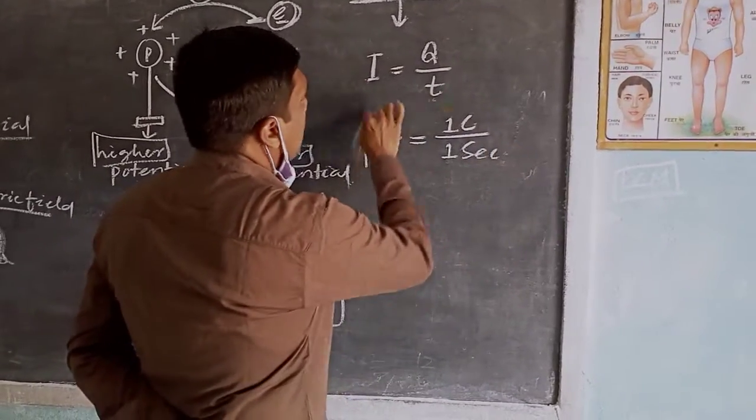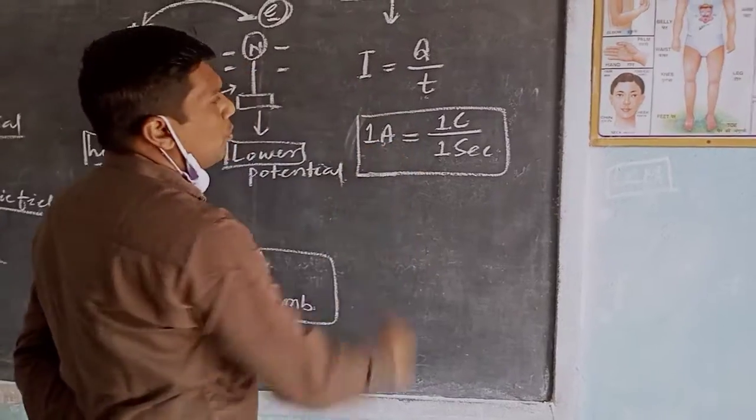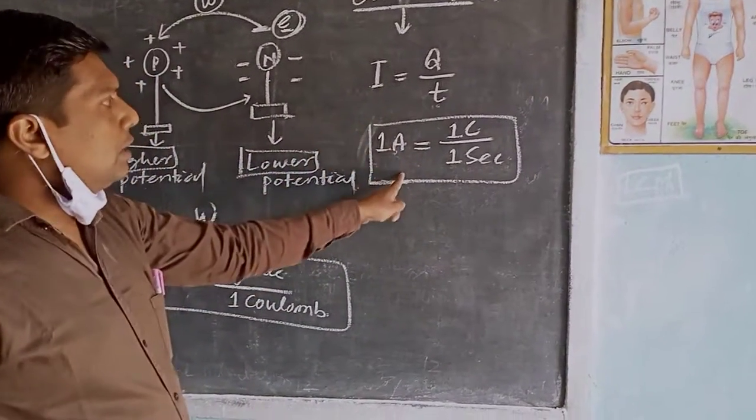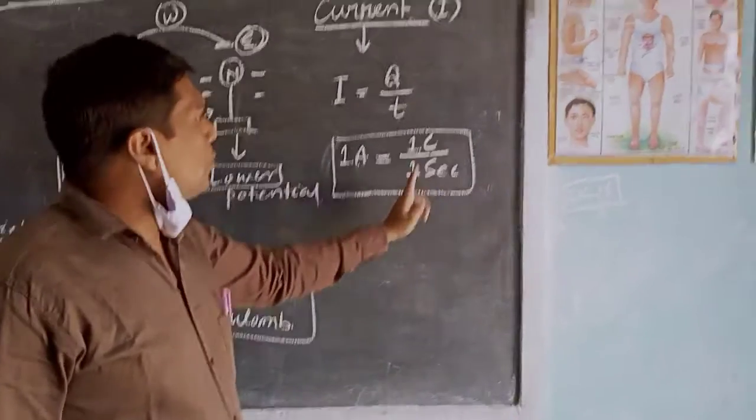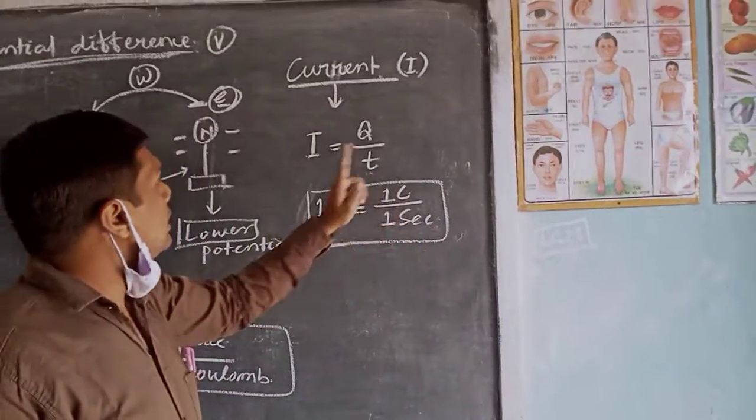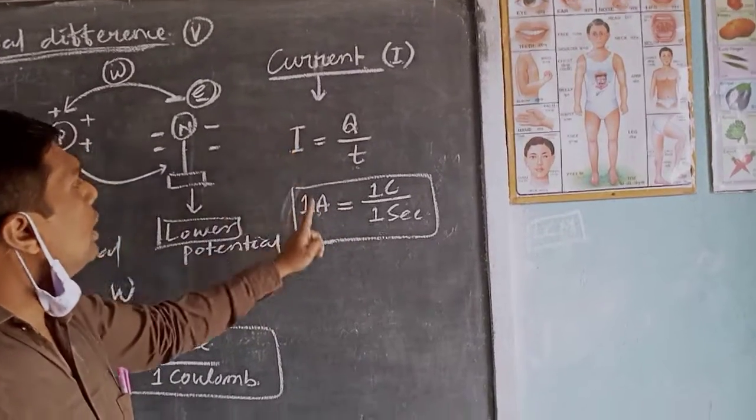So we can define 1 ampere. 1 ampere is that current when 1 coulomb of charge flows through a conductor for 1 second, then that current is known as 1 ampere current.